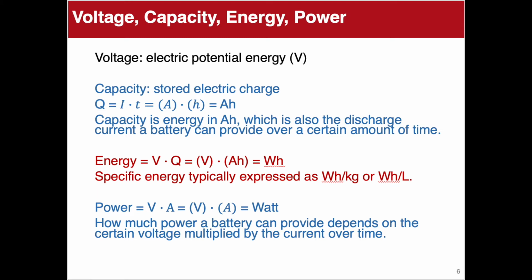The energy that's in a battery is the voltage times the capacity. So in units here, you see voltage times amp hours, which gives us watt hours. And that's how we typically express energy. Specific energy, we normalize it gravimetrically, so watt hours per kilograms, or volumetrically, watt hours per liter.